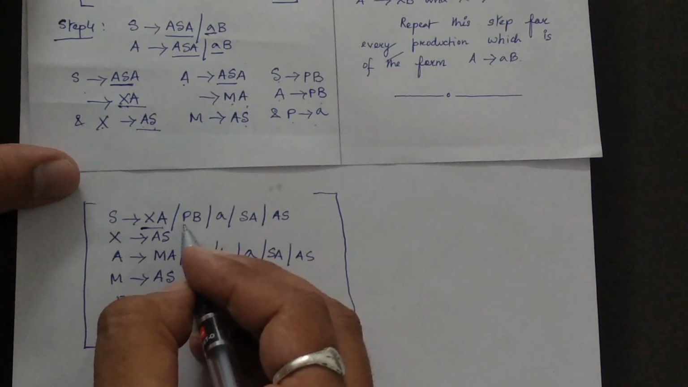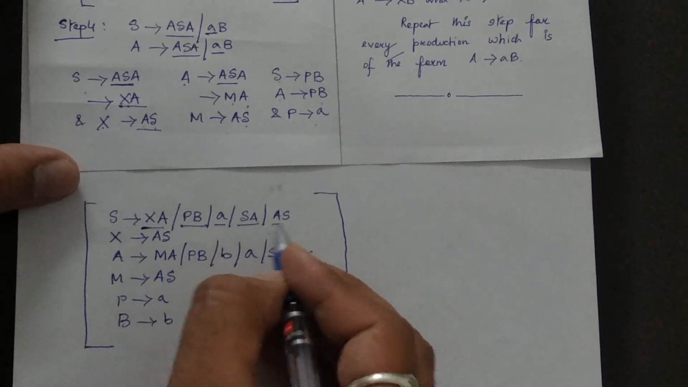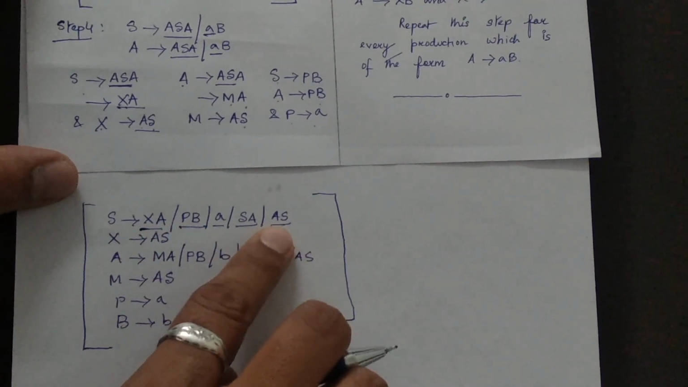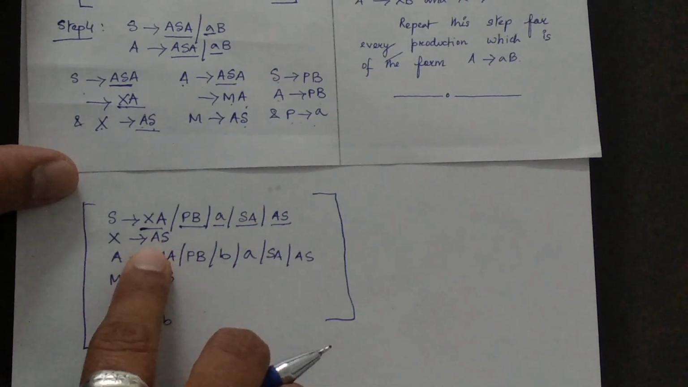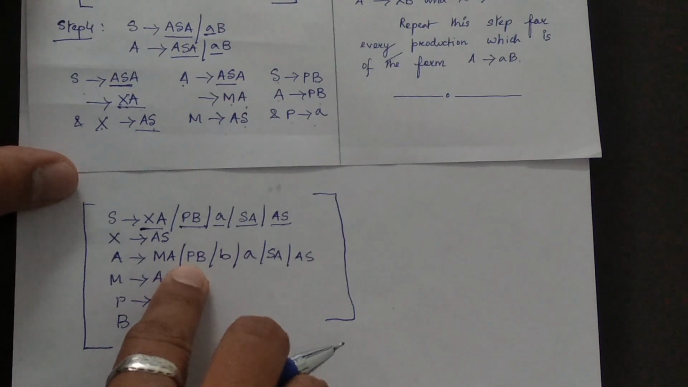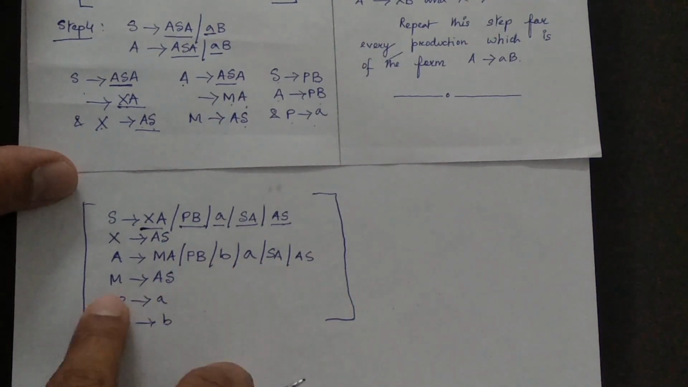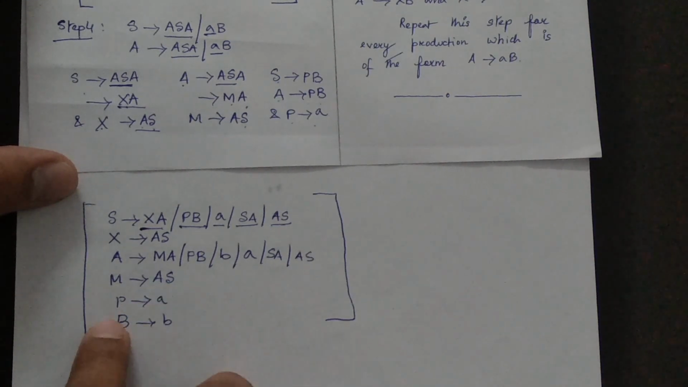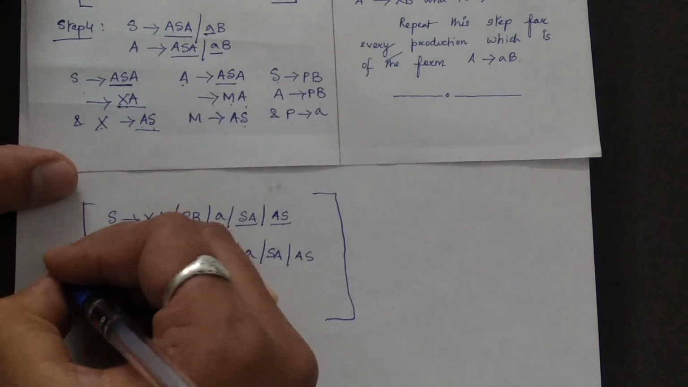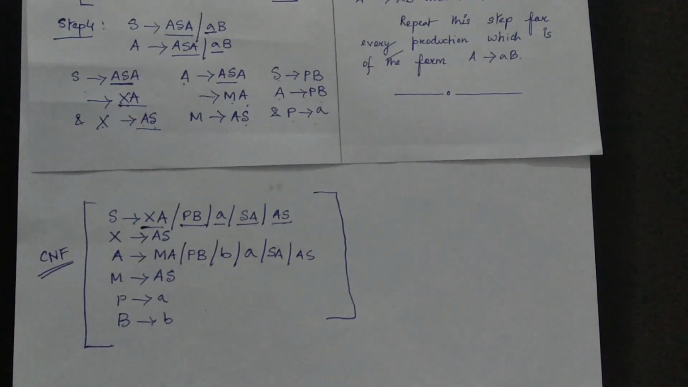XA: a combination of two non-terminals; one single terminal; two non-terminals. So this is all in CNF. This is also in CNF, already I have told you. This is in CNF. This is in CNF. Yes, two non-terminals, single terminal, two non-terminals. Again, two non-terminals. Correct. Single terminal. So this is the final CNF that you have got.